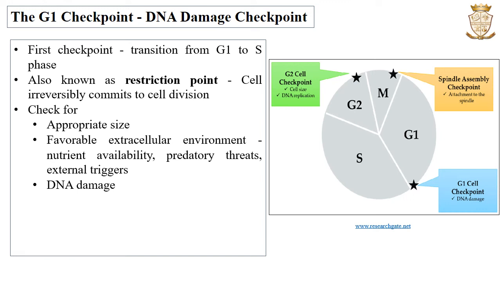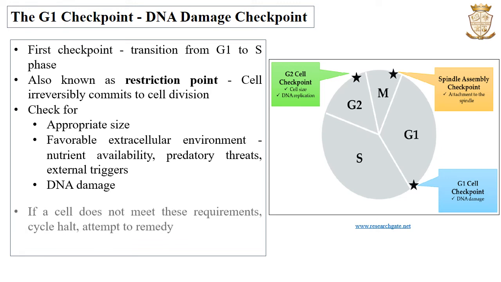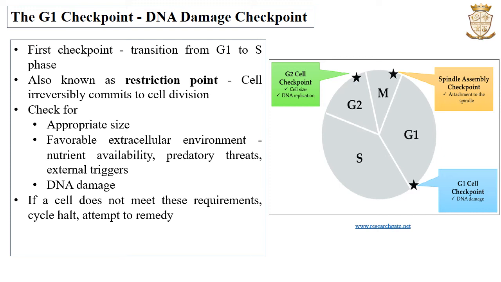During this checkpoint, the cell will pass only if it has an appropriate size and a favorable extracellular environment, and if it does not have any DNA damage. The extracellular environment includes nutrient availability or predatory threats and an external trigger such as a mitogenic hormone or a paracrine signal. So, if a cell does not meet these requirements, it will not progress to the S phase. The cell will be halted in the cycle and it will attempt to remedy the problematic conditions.